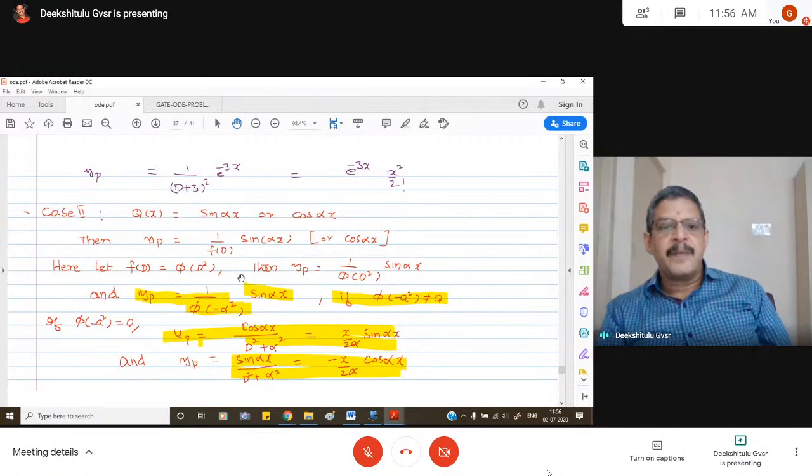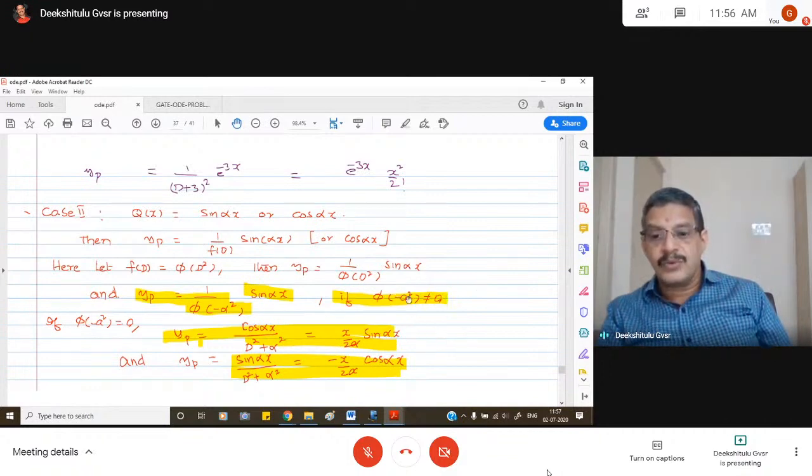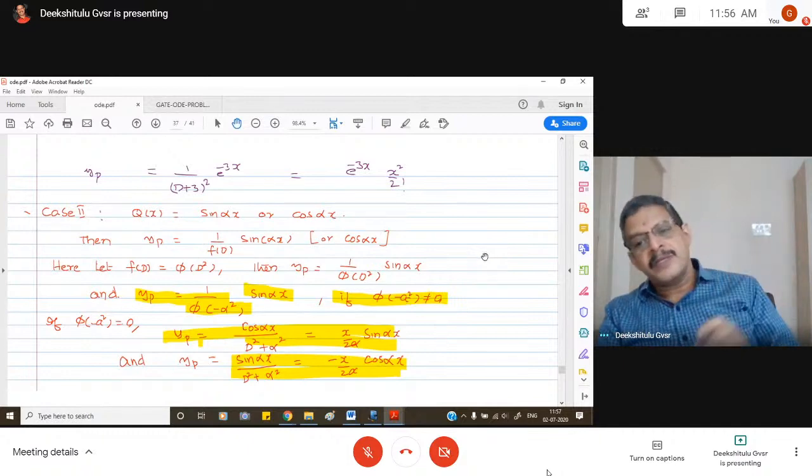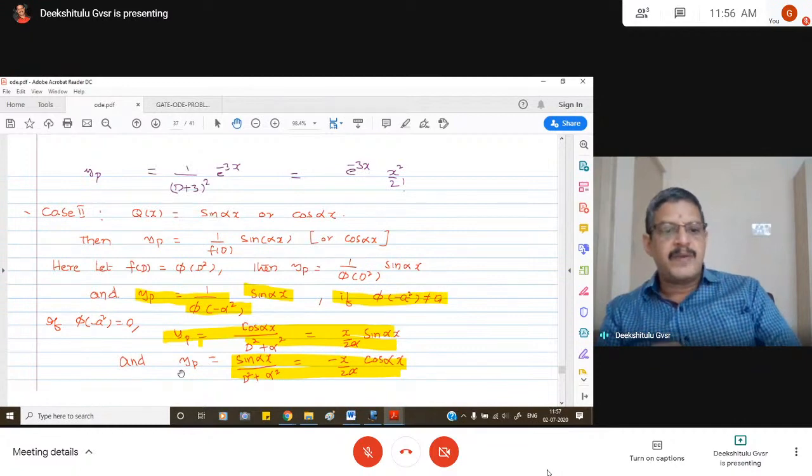I repeat the method here. We assume that f of D is a function of D square, so yp becomes 1 by phi of D square sin alpha x or cos alpha x, for both the functions. So the particular integral becomes 1 by phi of minus alpha square sin alpha x or cos alpha x, if phi of minus alpha square is not equal to 0. There is no issue at all. Simply replace D square by minus alpha square, you will get the particular integral. The problem comes when phi of minus alpha square becomes 0, the denominator becomes 0.